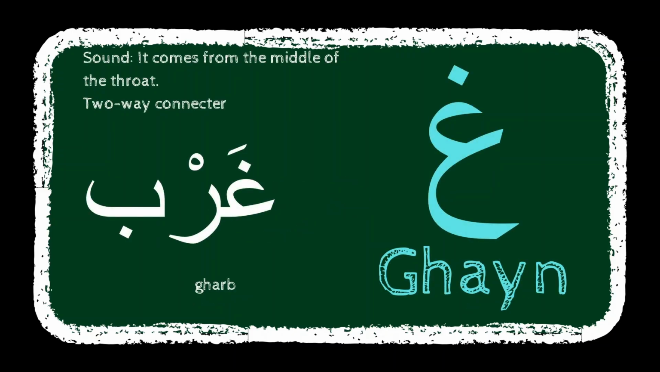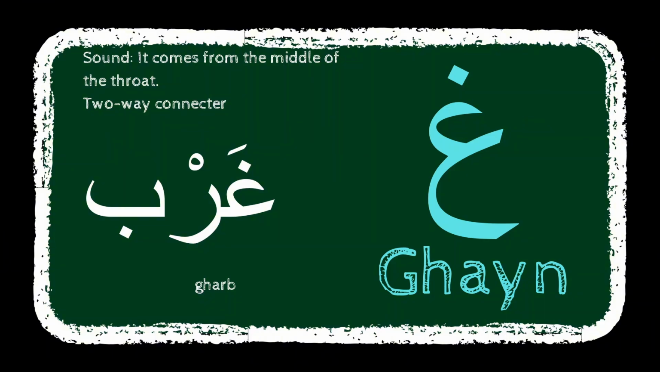Our next letter is Ghain. This is also a unique letter. I don't want to say it's unique to Arabic, because I think there's a similar letter in French, and it's pronounced as Gha. So if you know French, it's probably going to be easy for you to pronounce. It's Ghain, and like I said, this one also comes from the middle of the throat.